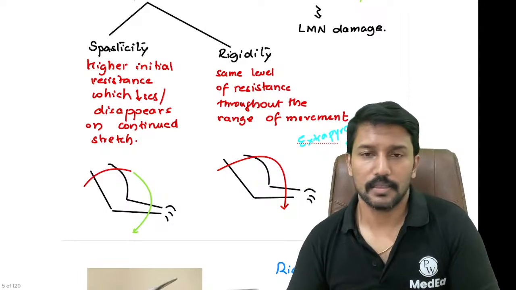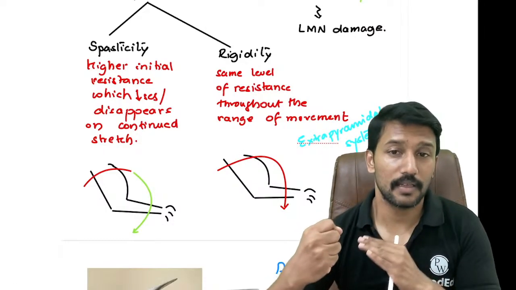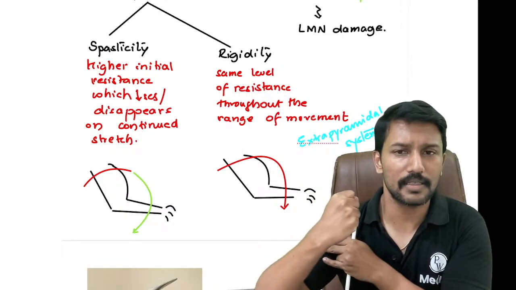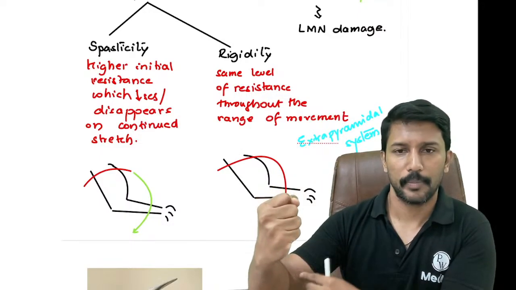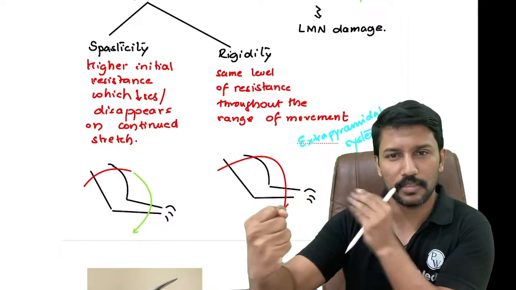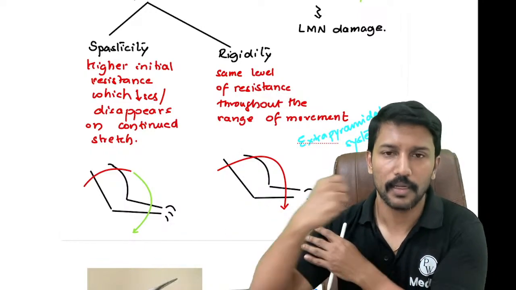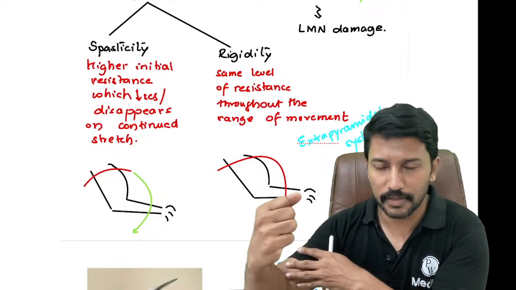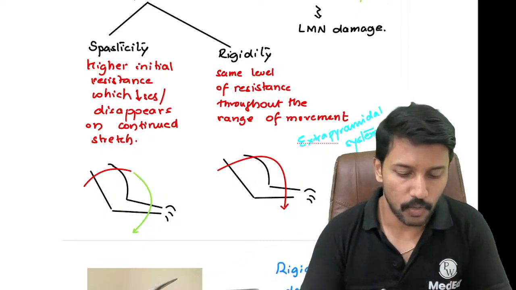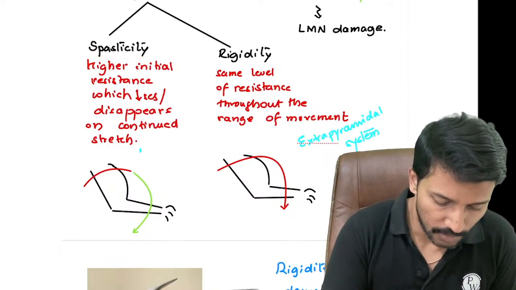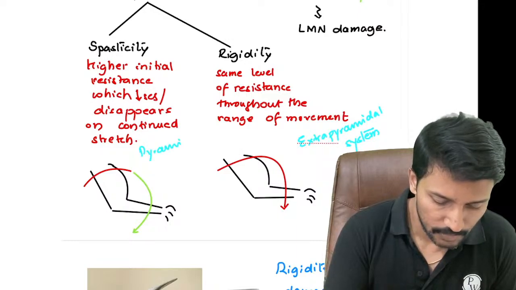Now what is spasticity? Spasticity is a condition where there is increased tone, but when we are examining, initially there is intense resistance to the stretch, but then on persisted stretch the resistance disappears. So after that you will not experience much of a resistance. Initially too much resistance, and after that the resistance disappears. This is what we call spasticity. Spasticity indicates a lesion affecting the pyramidal tract.